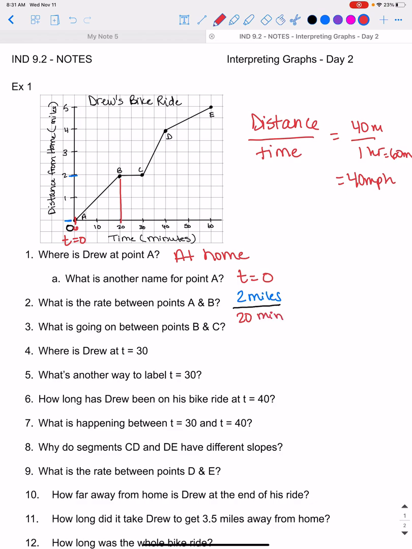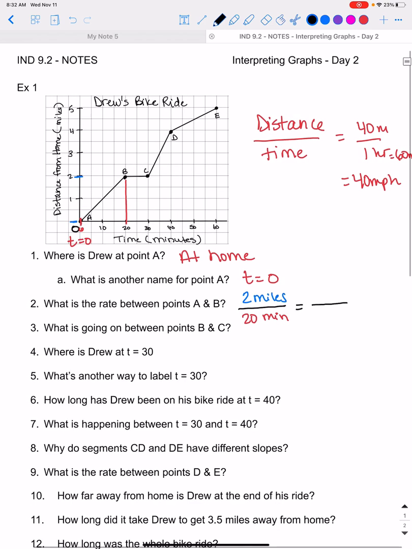But that's not a rate of miles per hour. And so we need to convert this to miles per hour. So the way we do that is we need the bottom to be 60 minutes, right? Because we need the bottom to be 1 hour. And so if we want the bottom to be 60 minutes, what did we have to multiply this by to get 60? Well, to get 60 from 20, you have to multiply it by a 3, right?